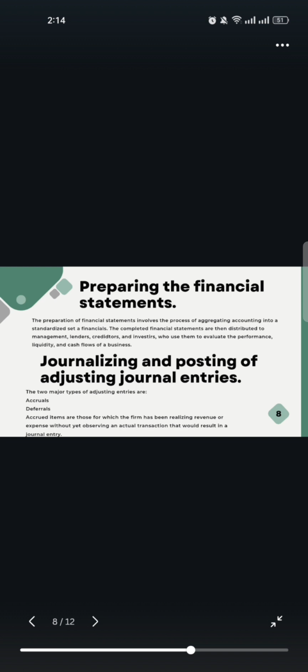Step number 7, journalizing and posting of adjusting journal entries. Adjusting entries made in Step 5 are recorded in the journal and posted to the respective accounts in the general ledger. For example, recording an adjusting entry for accrual of interest expense by debiting the interest expense account and crediting the accrued interest payable account.